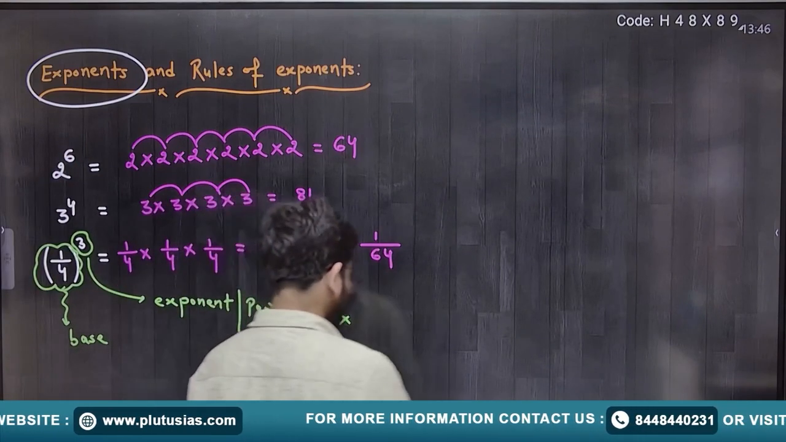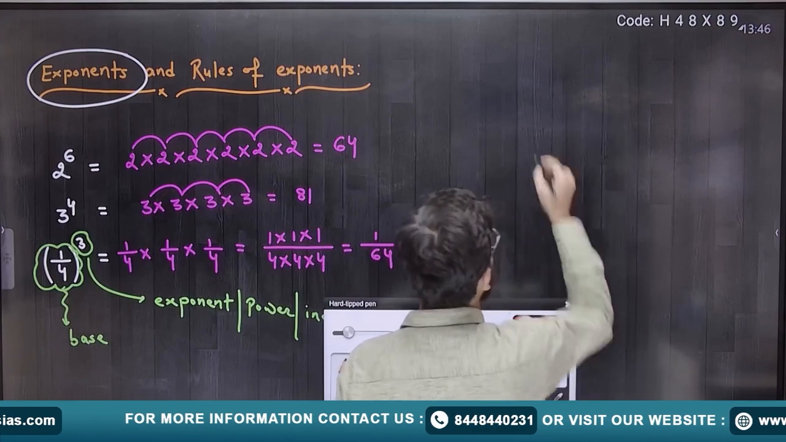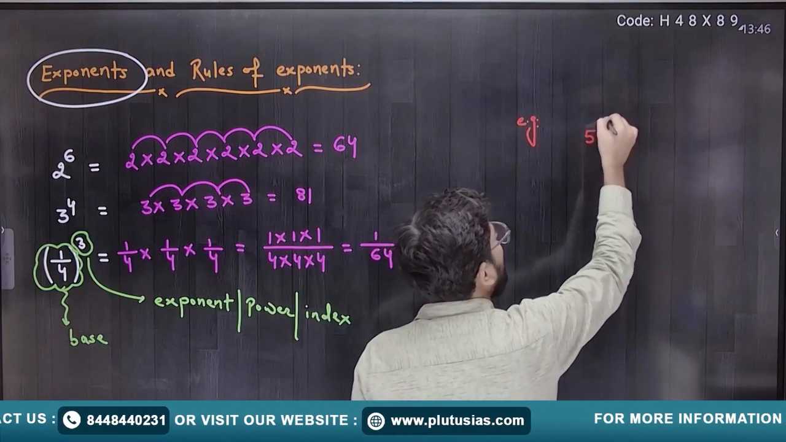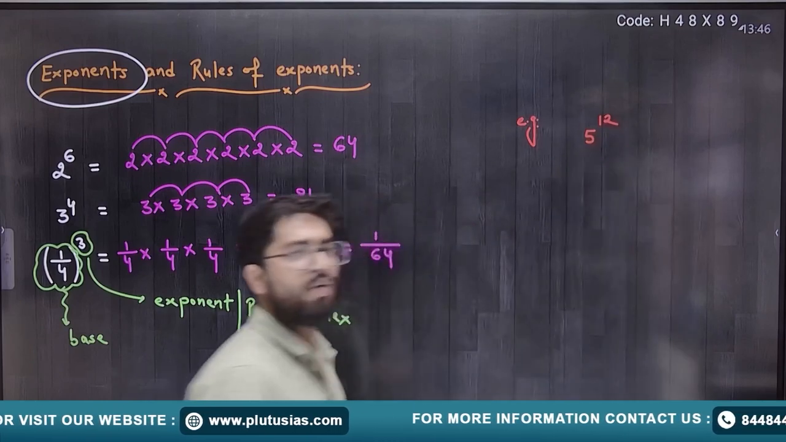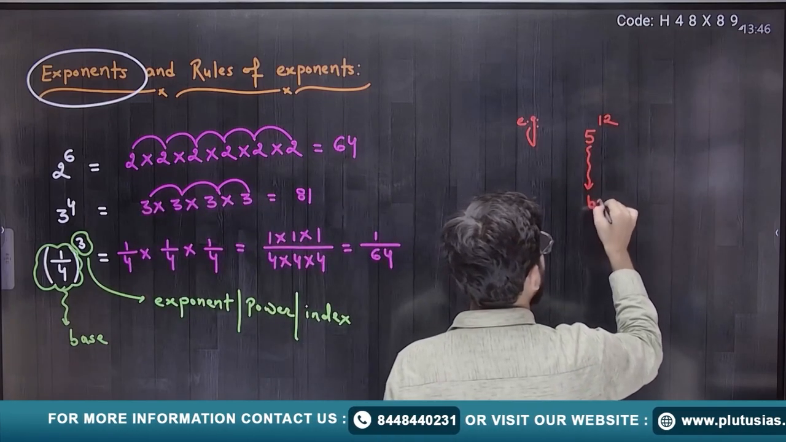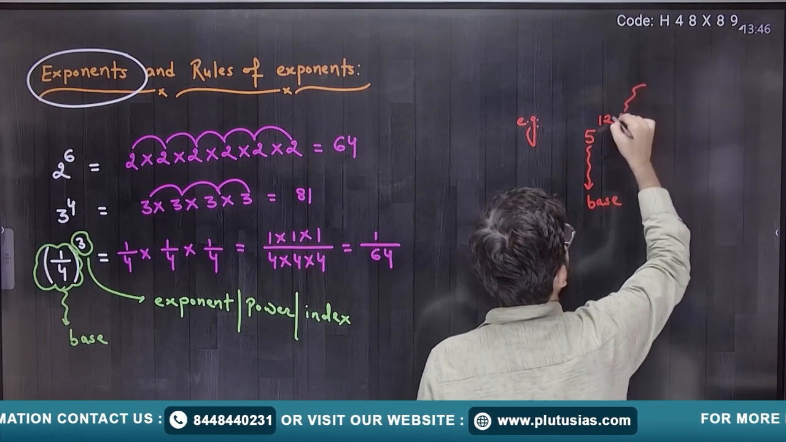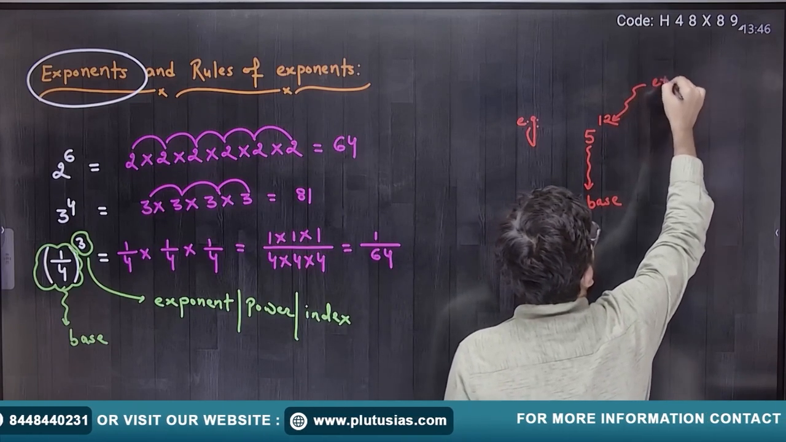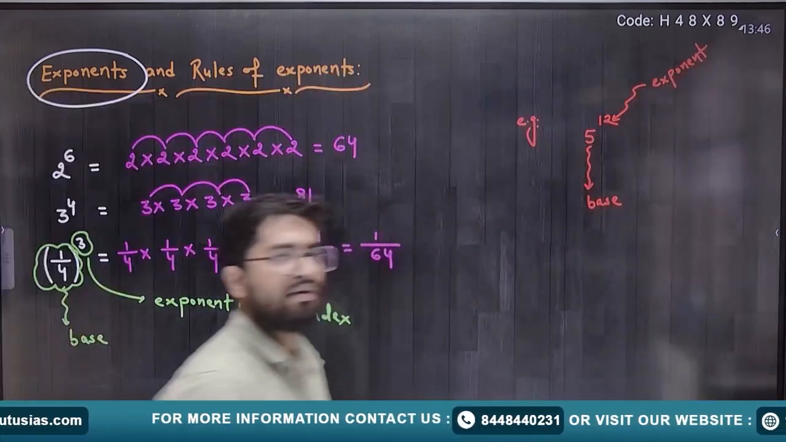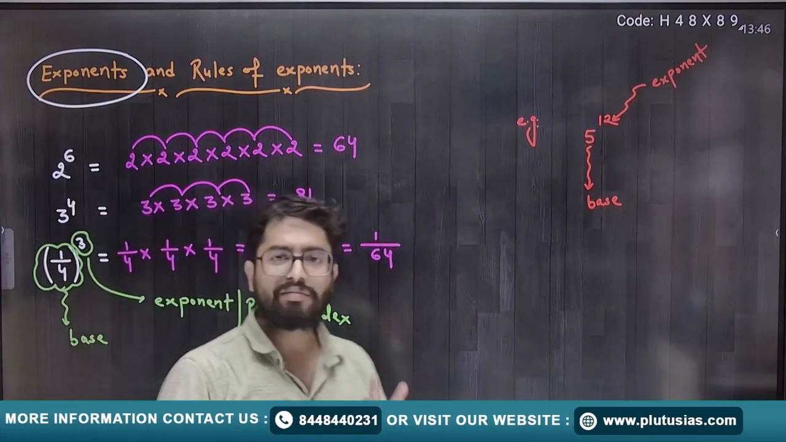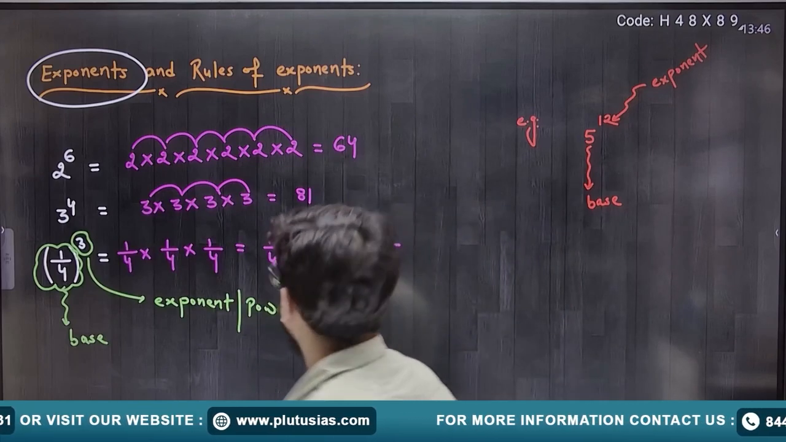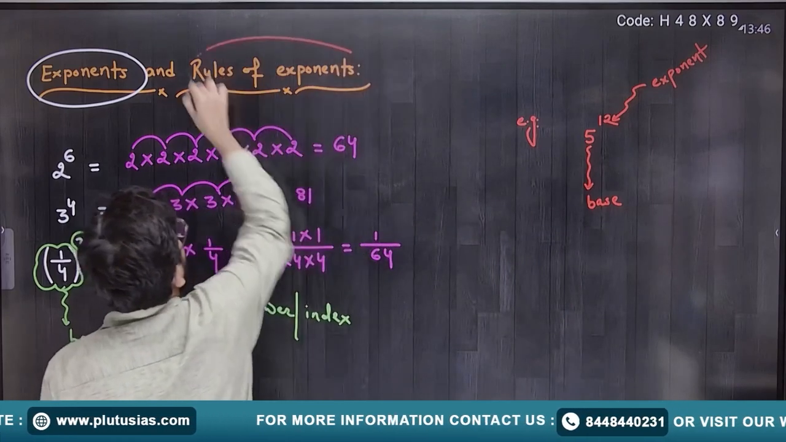Let's say if we have one question here that says, if you have number 5 raised to power 12. Now what is the base? 5 is the base. And 12 is what? 12 is the exponent. Clear? So now we know what is the meaning of base, what is the exponent. Now let's start with the rules of exponent.